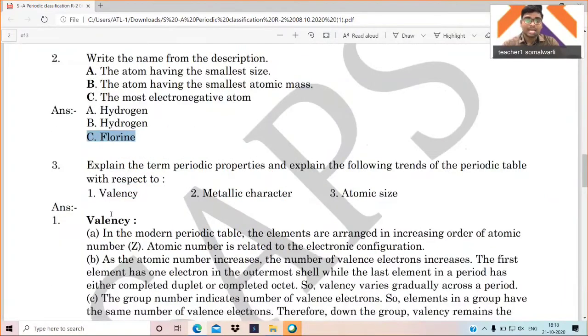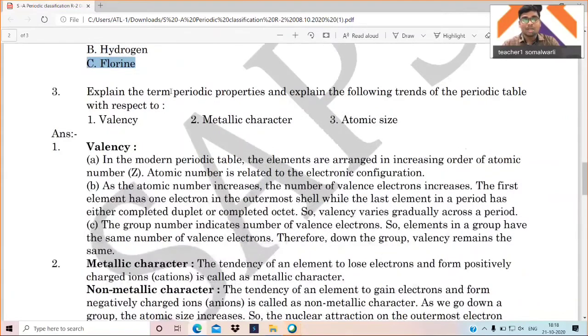Now explain the term periodic properties and explain the following trends in the periodic table: valency, metallic character, and atomic size. Valency is the combining capacity of an element. It is determined from the number of electrons in the outermost shell. When elements have less than 4 electrons in the outermost shell, they lose electrons. When they have more than 4, they accept electrons. When they have exactly 4, they share electrons. That is the valency that we see.